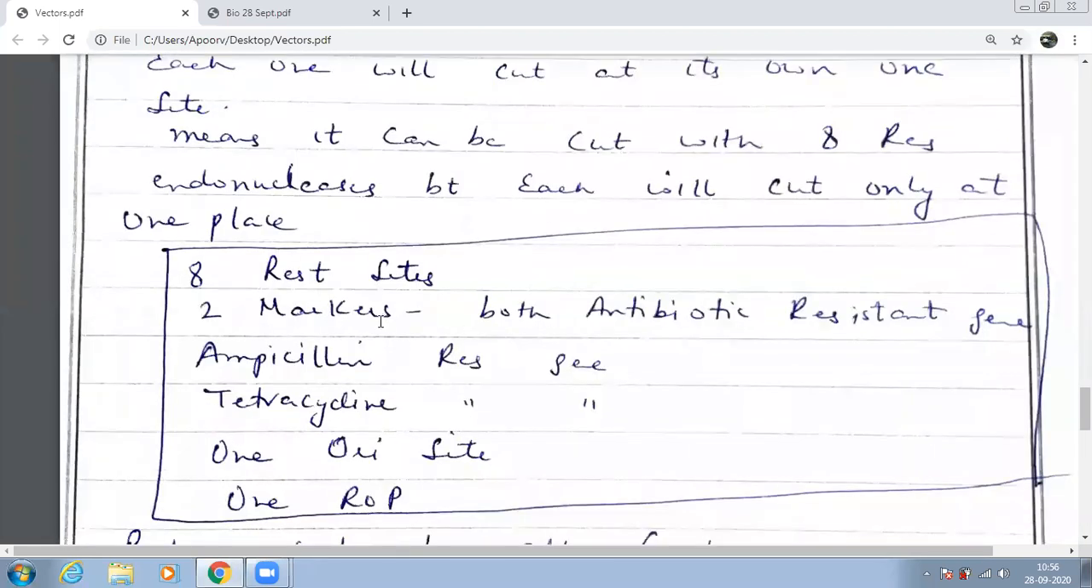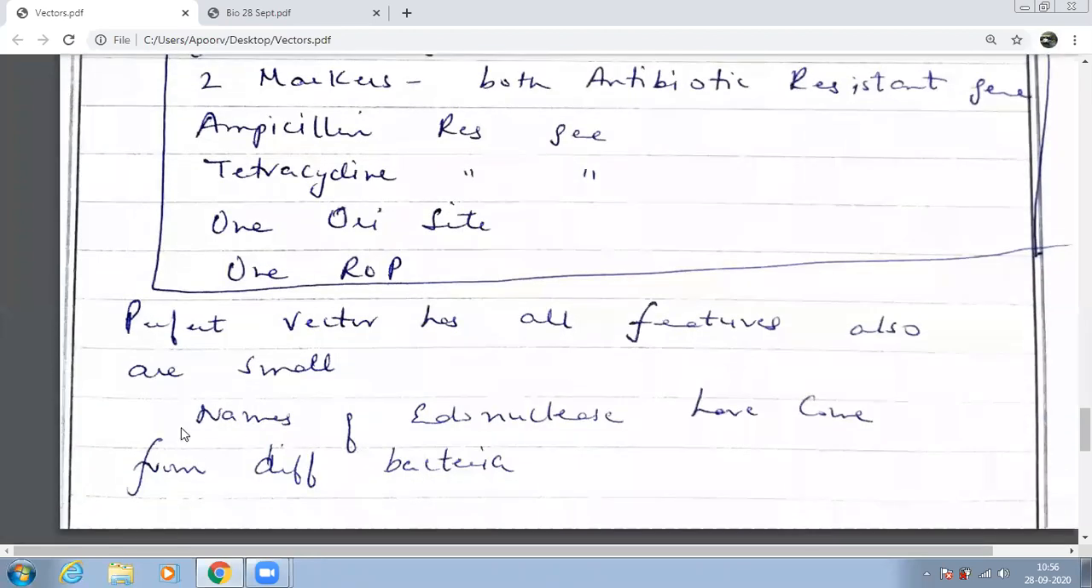The 5 things I put in a box: restriction sites, markers, oocyte, ROP. And the fifth thing which it should have is that it should have all the features. That means it is small also. Clear, everybody? I'll give you 1 minute. Try and give me the names.